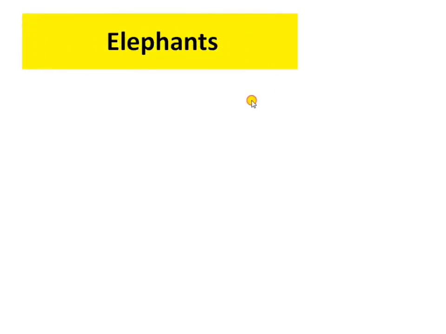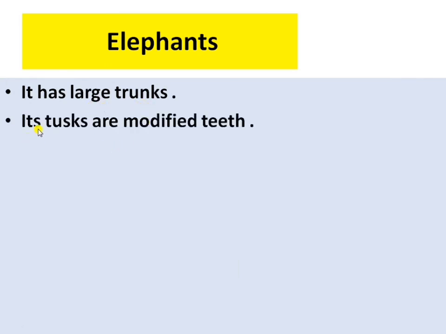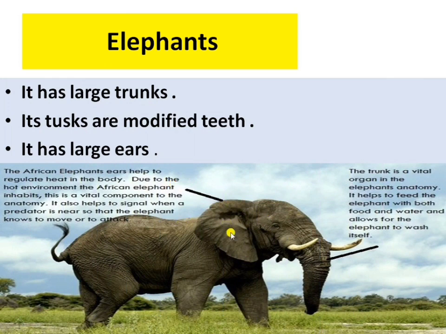Next are the adaptations in elephants in the tropical rainforest. They have large trunks, their tusks are modified teeth, and they have large ears. As you can see in this picture, they have large ears, the tusk is a modified tooth, and they have a large trunk.